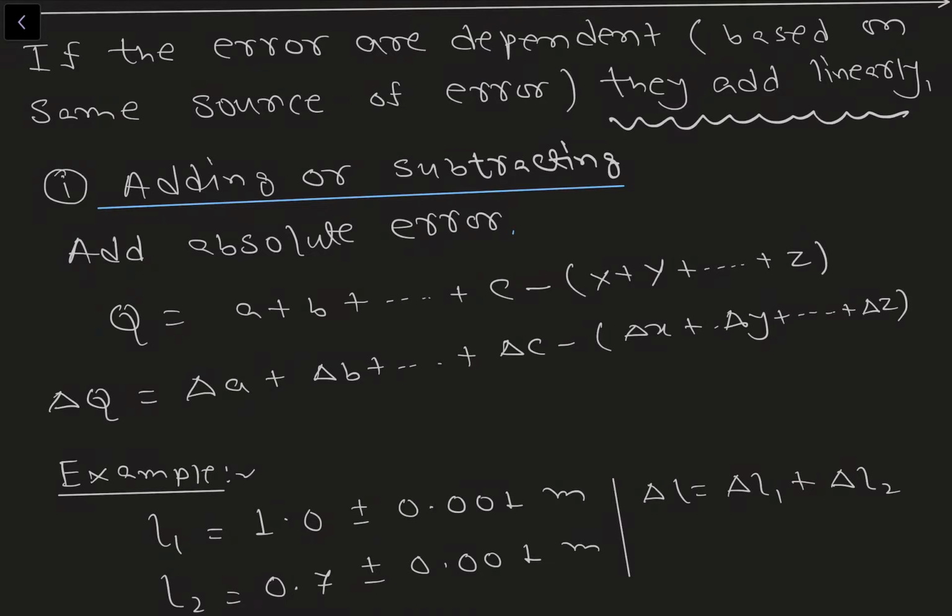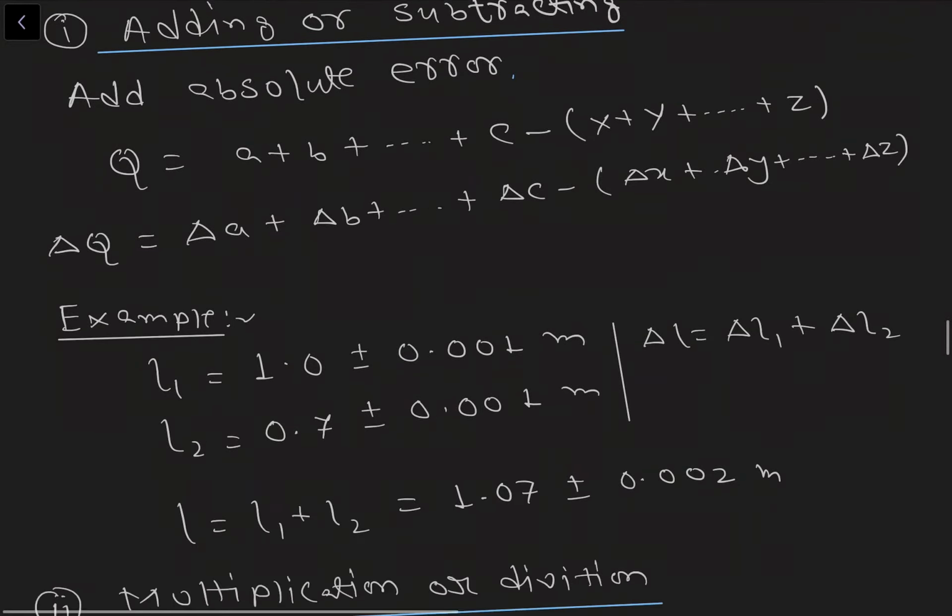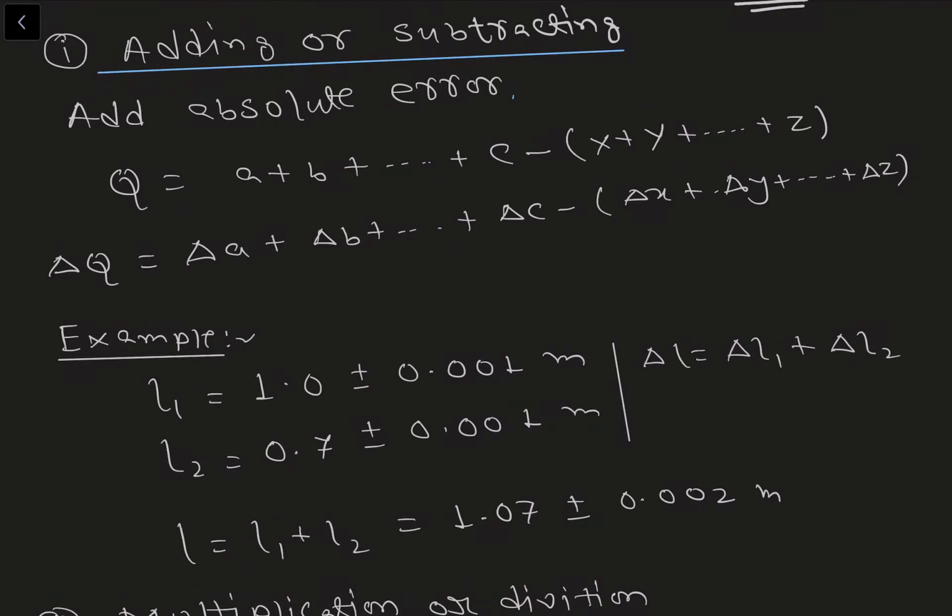Here the rule is that errors add linearly. In the previous scenario, errors add in quadrature, we have to square the errors; sometimes relative errors get added in quadrature, sometimes absolute errors get added in quadrature. Here errors add linearly. So the first thing is addition or subtraction of quantities. Like q is a quantity which consists of the addition of the terms a plus b plus c, and it is also consisting of the subtraction of the terms x, y, z.